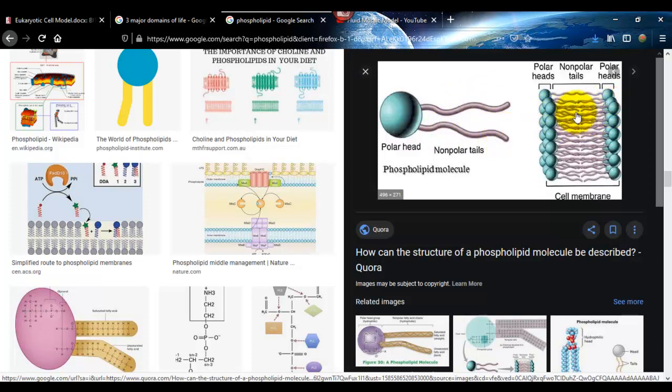And here is the two-layered look. See, the heads are this way on each end, and then the tails are in the middle. And we're going to get to this in a minute. But this part is soluble in water. The polar head is called hydrophilic. That's the term for it. I'll show you that in a minute. And the tails are called hydrophobic. They are not soluble in water.